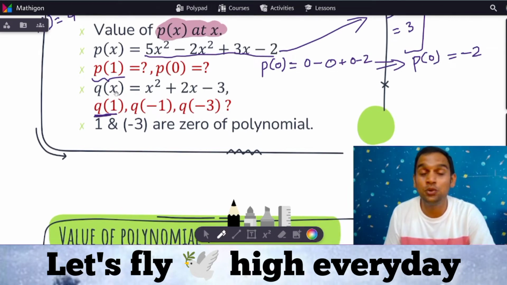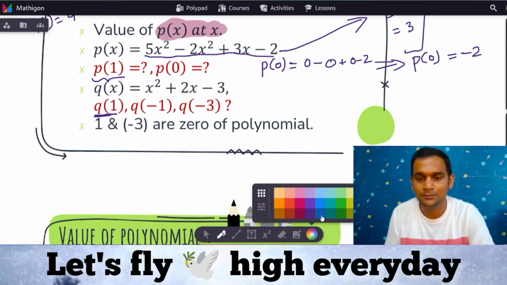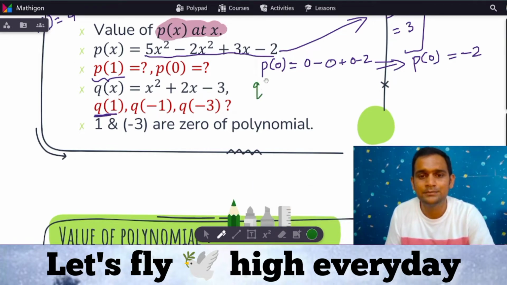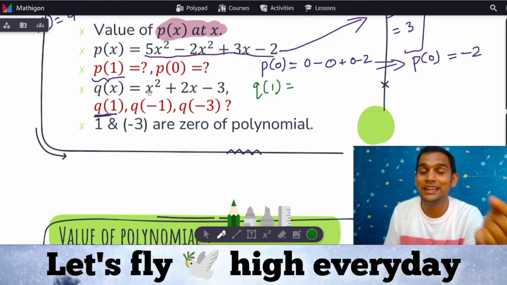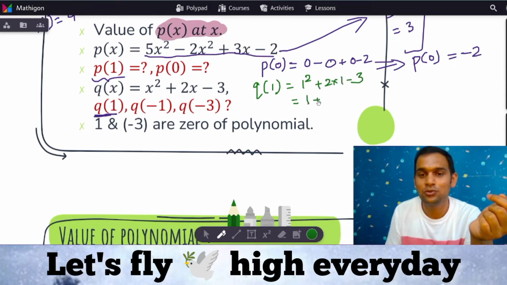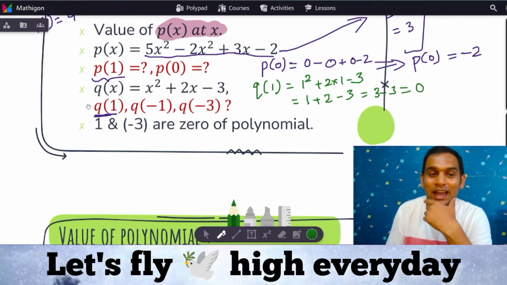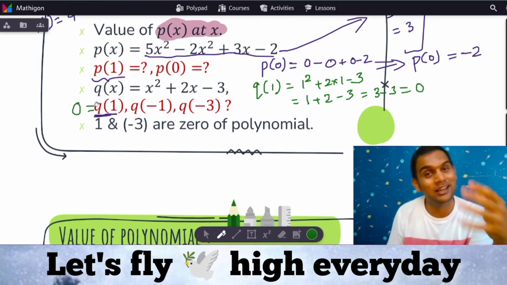So q of x equals x squared plus 2x minus 3. Let's try to find the value of q of 1. So q of 1, now you can tell me how we will proceed. Instead of x, substitute it with 1. So it becomes 1 squared plus 2 times 1 minus 3. So what we get: 1 plus 2 times 1 is 2, minus 3. 2 plus 1 is 3, minus 3, that is equal to 0. So the value of q of 1 is 0. That means the value of a polynomial can be 0 as well.